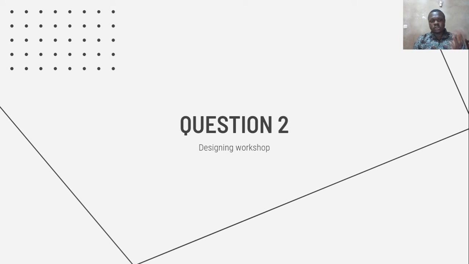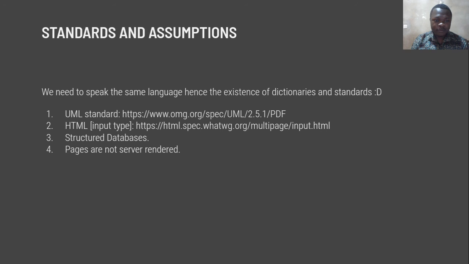So I will dive directly into question 2. That's the designing workshop. So I would also like to apologize about the quality of audio and the slides. I actually did it without taking some time, like the slide numbering and all the stuff. So first thing, I'll also go with the standards. So here I'll be using UML standards, which can be found at this link, and input types. You can actually get those at the HTML spec website.